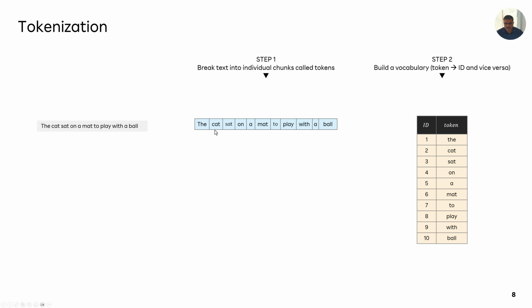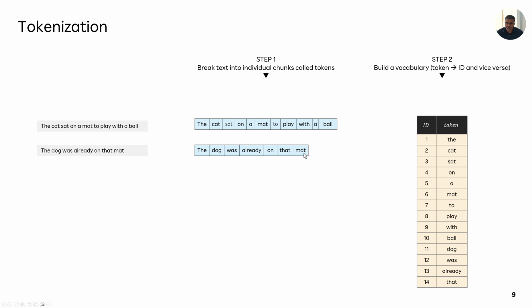So what he did is he took a text, split it across the white space boundaries, and constructed a vocabulary. Then you see the next text, you apply the same technique, and you break it up into individual words. Here you see that "the" is already there, so you don't add it into your vocabulary. "Dog" is a new word, so you add it to your vocabulary and assign it the next available ID, which is 11 here. "Was" is not there, so you add "was" as well.